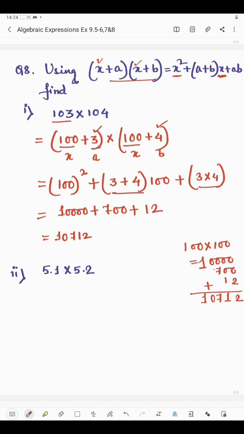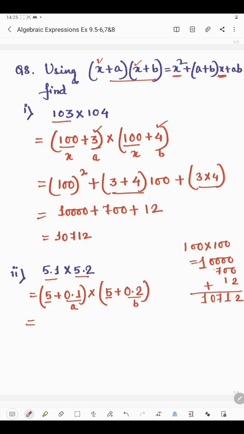Now coming to next part. Now in the next part we have 5.1 multiplied by 5.2. So 5.1 can be written as 5 plus 0.1. Okay. So if you add this, you will get 5.1. Here I have put 0 because we never write point alone. Okay. Now multiplied by 5.2 can be written as 5 plus 0.2. Again see, first term of the first expression and the second expression is same, which is 5 here. And the second term of the first expression will be considered as A, and the second term of the second expression will be considered as B.